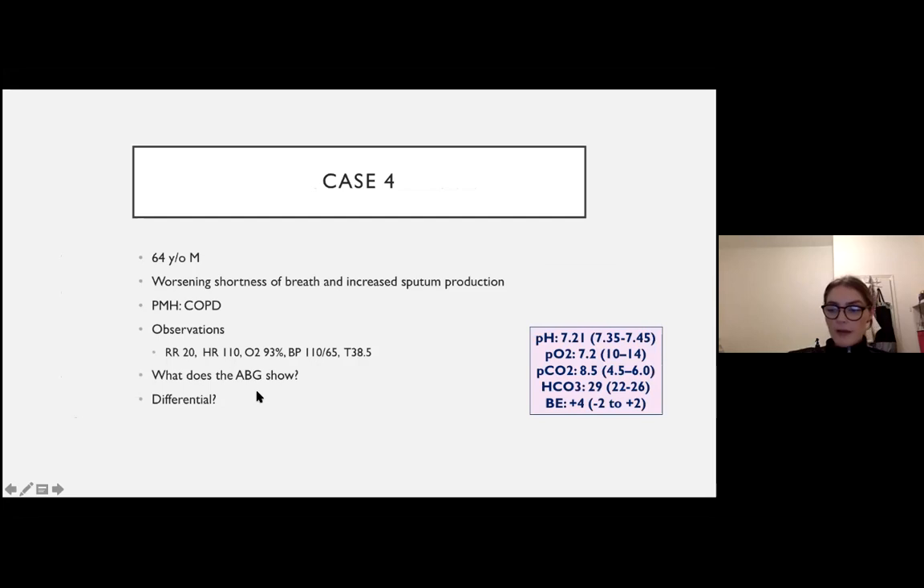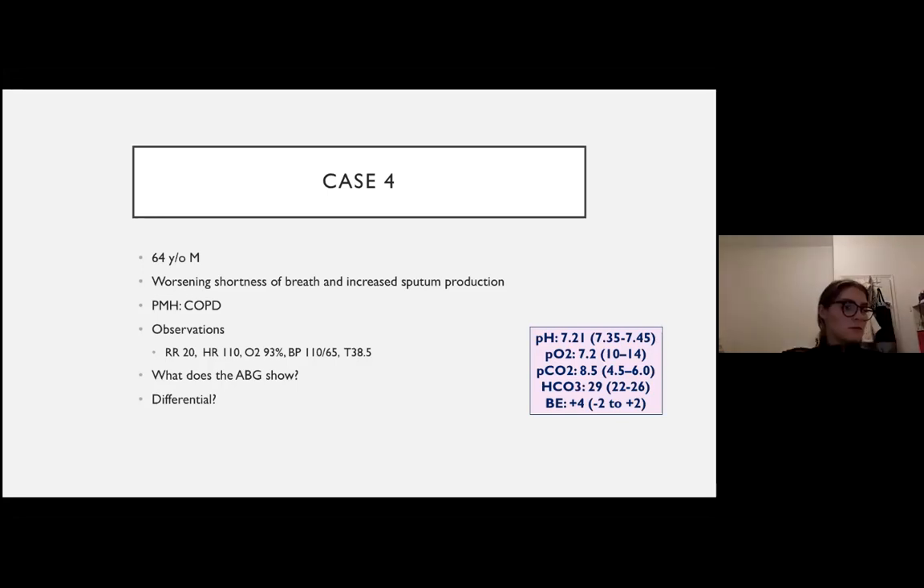Okay, and there's a final case, and then we can just do some questions and call it a day there. So would anyone like to have a go at interpreting this ABG? So yeah, it's a 64-year-old male who's come in with worsening shortness of breath, increased sputum production. He's got a past history of COPD. Anyone want to give it a go? Just going through the ABG with that systematic way of thinking. If not, put stuff in the chat, but it'd be great if someone would.